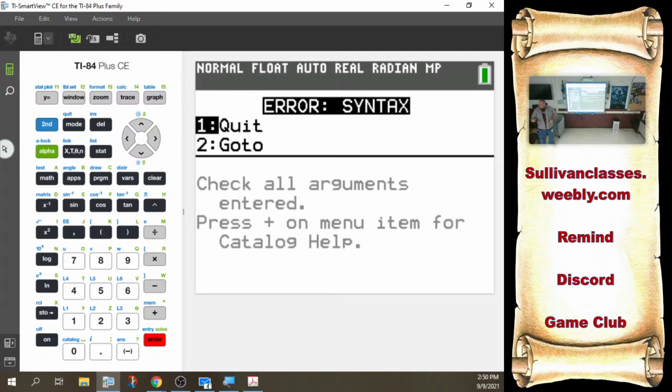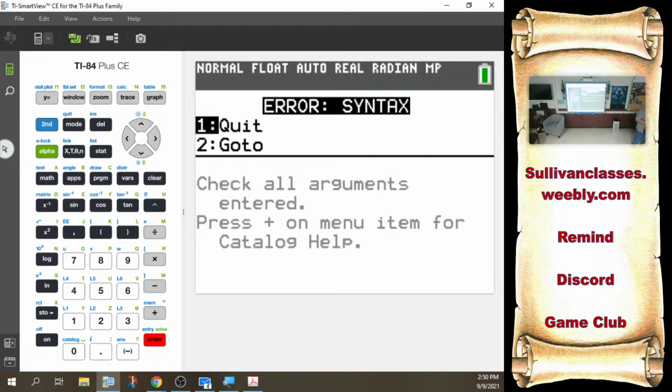Syntax, besides being a type of explosive, and that's kind of fun, syntax is the order in which you say things. Yoda had weird syntax. Yoda did not say bad English. Yoda just said it out of order. His syntax was wrong.